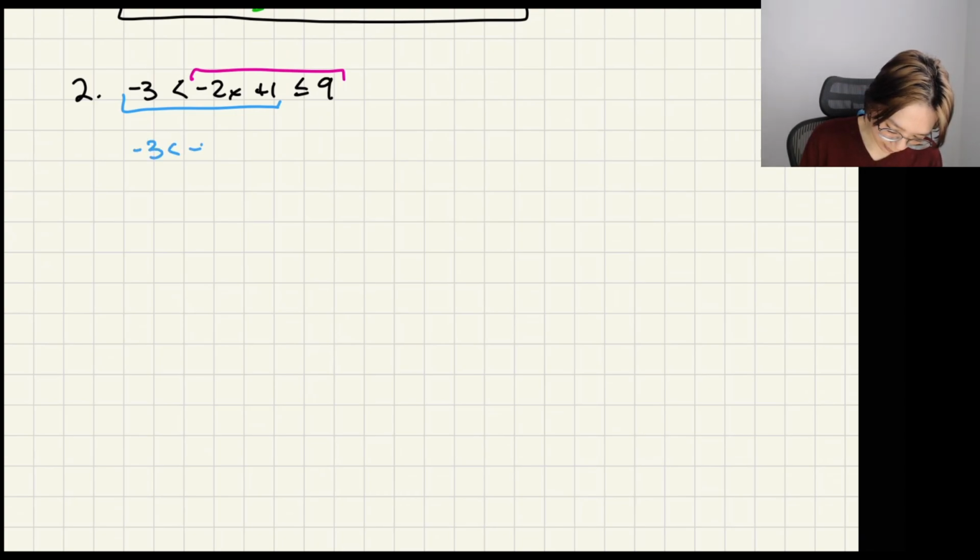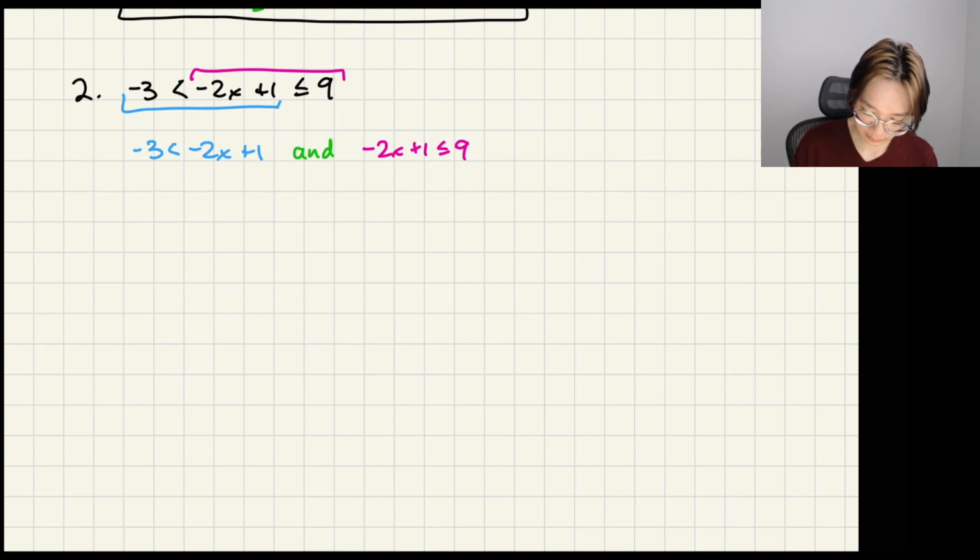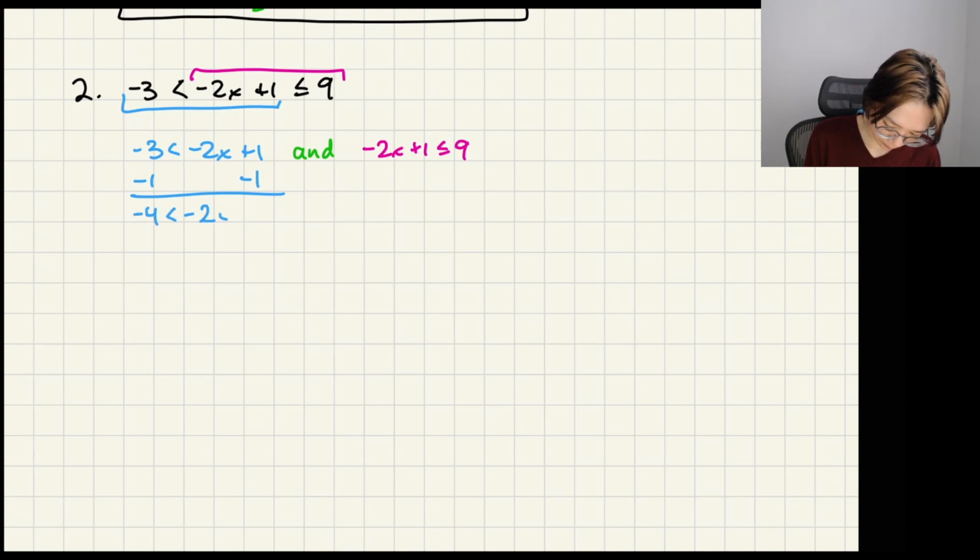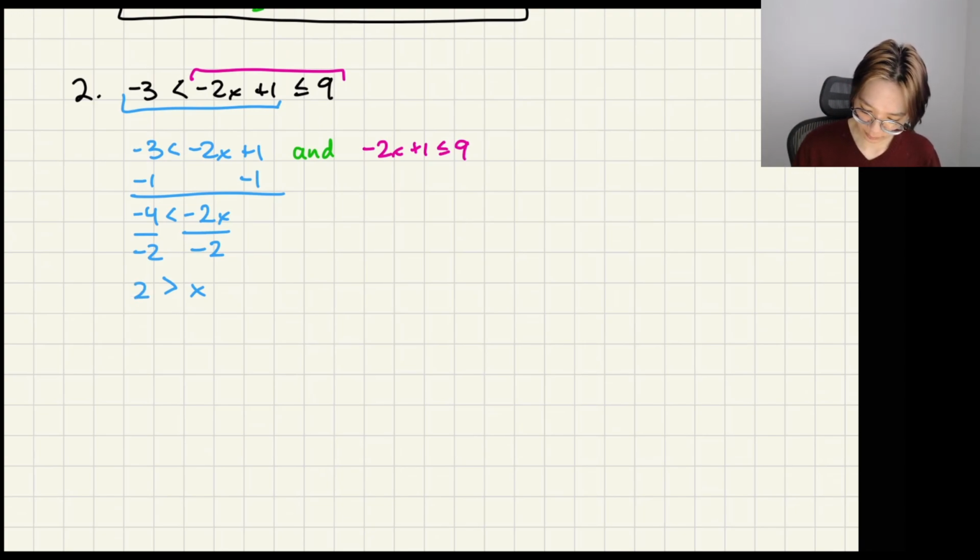We have -3 is less than -2x plus 1, and -2x plus 1 is less than or equal to 9. Now these are two-step, but you still solve them the same way. Reverse PEMDAS, addition, subtraction first. And your normal inequality rules still apply. Here we're going to be dividing by a negative number, so the sign flips. Dividing or multiplying by a negative number always makes the sign flip.